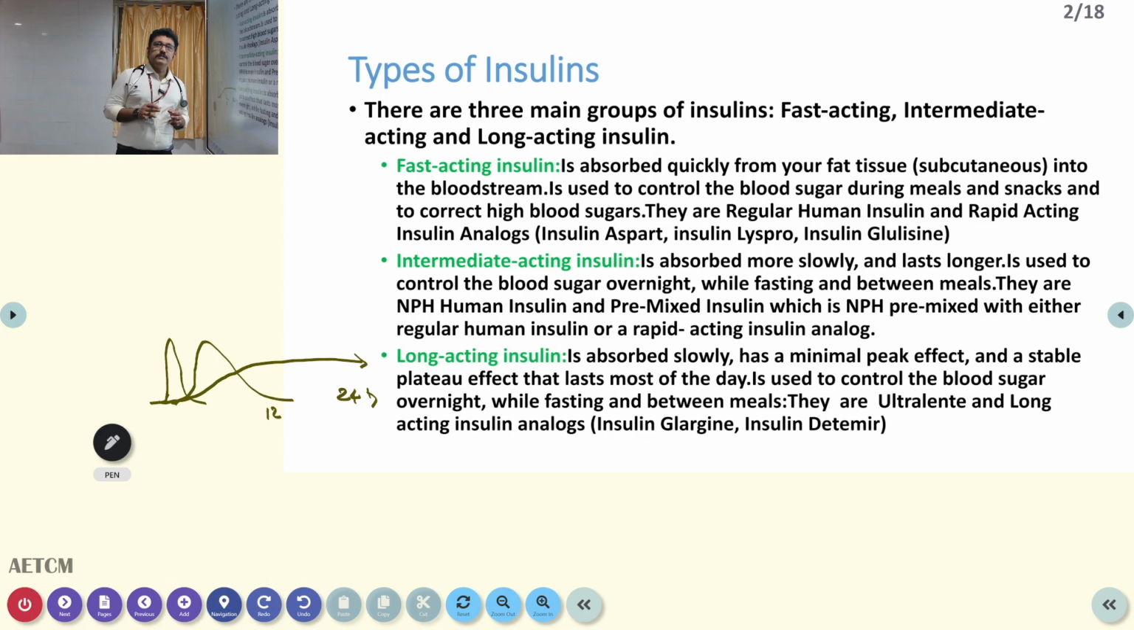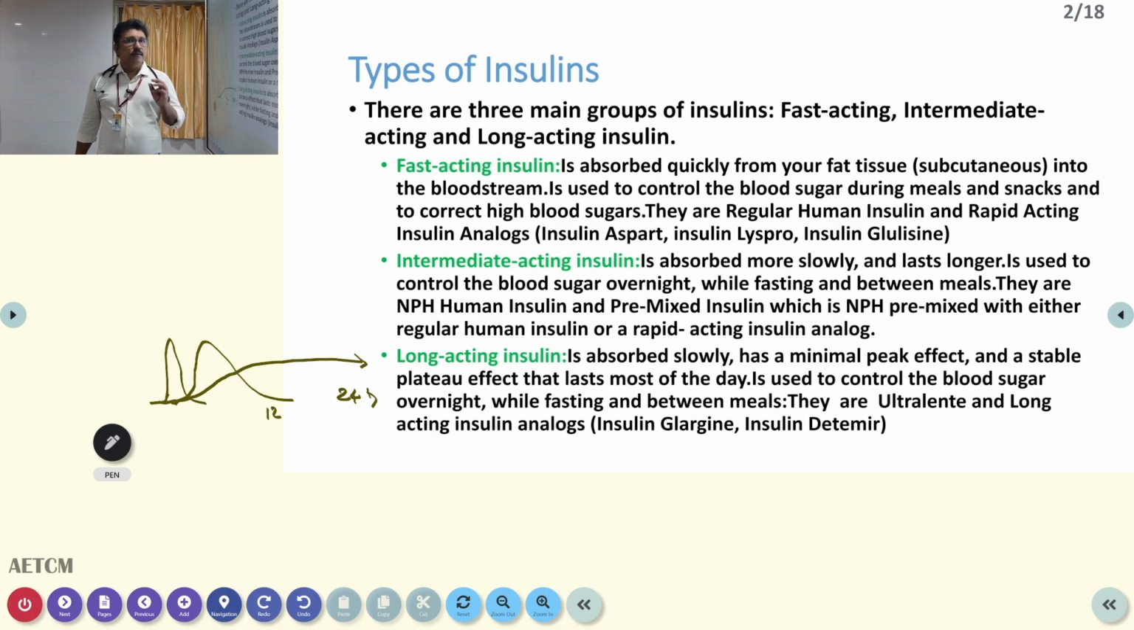The advantage of analog insulin is that antibody production against insulin is less compared with normal human insulin. The antibody production is very minimal in analog insulin, and they are a pure form of insulin. So there is no adulteration to the insulin, and the action will be better. Whatever insulin we give to the patient acts better than a regular human insulin. So that is fast acting insulin.